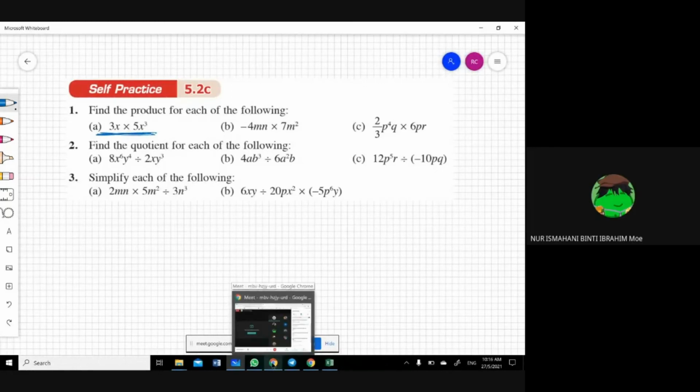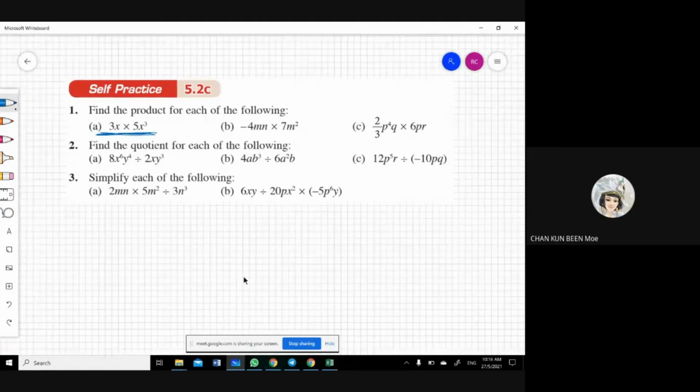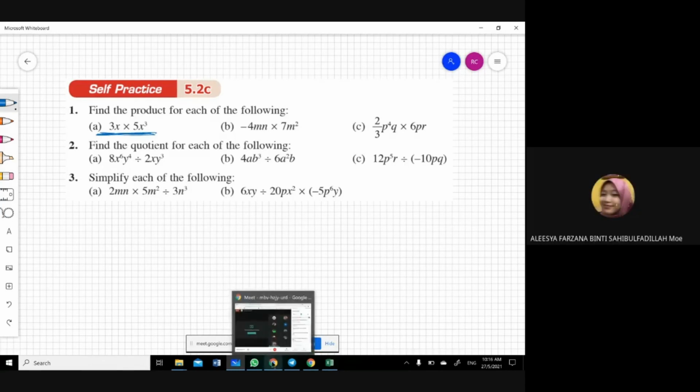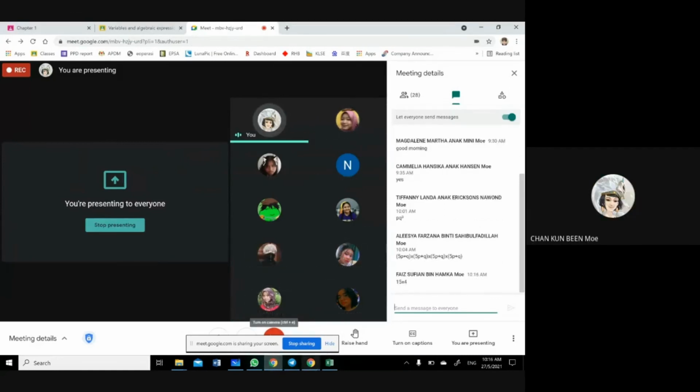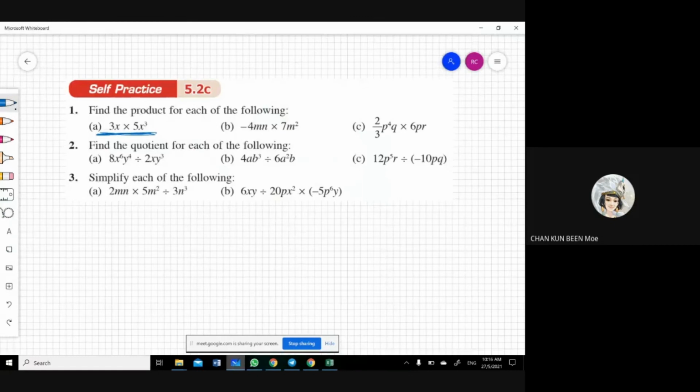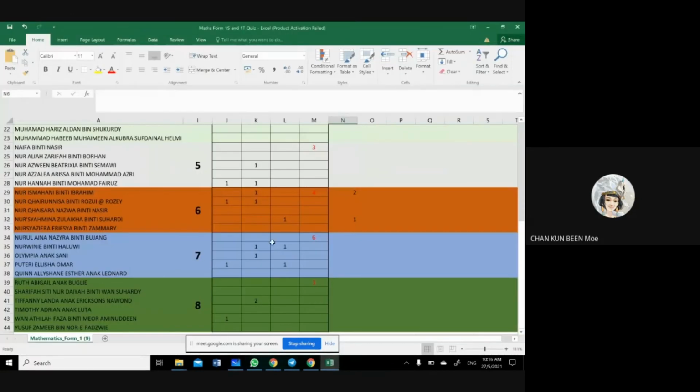3x times 5x times 3x times 5x 3 times 3x. Okay, that's not the answer because they didn't ask you to write down in a repeated multiplication form. They asked you to find out the product. Maksudnya, hasil darab. You give me the answer straight away without the multiplication form. 15x, 15x to the power of 4. Who is that? Hannah. Yes, Hannah, you got it right. It is equal to 15x to the power of 4. Okay, Hannah gained 1 point for the group. Hannah is in which group? Oh, group 5. 1 point for the group.